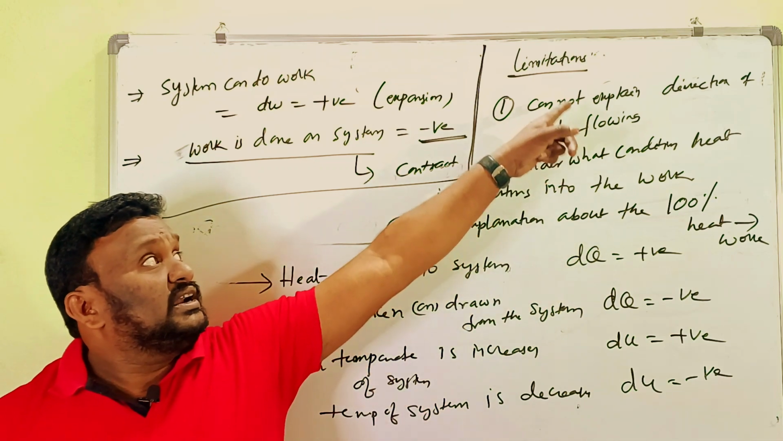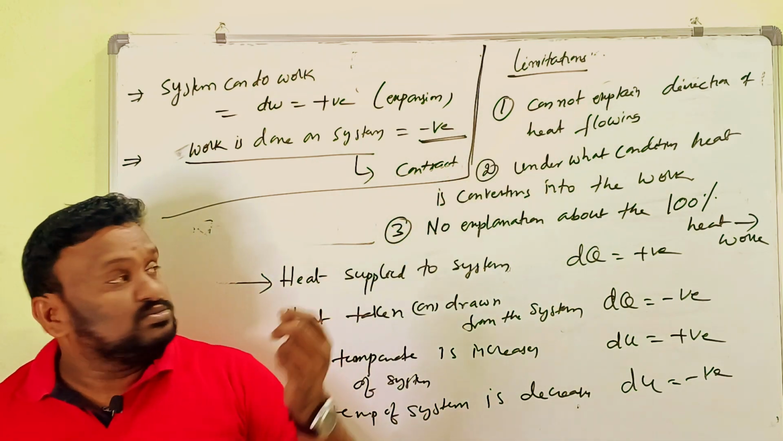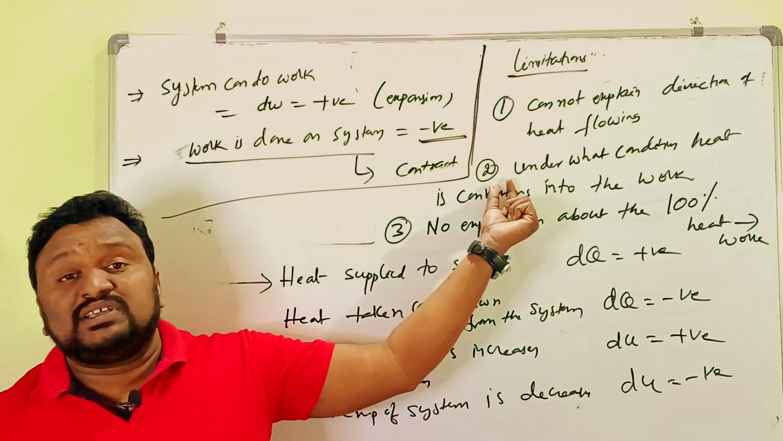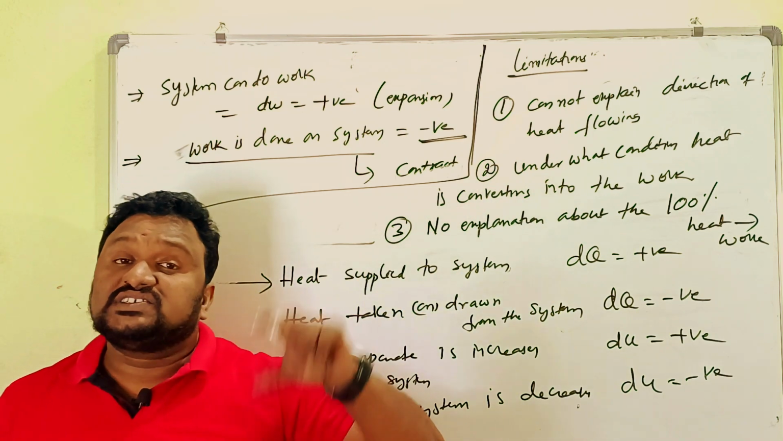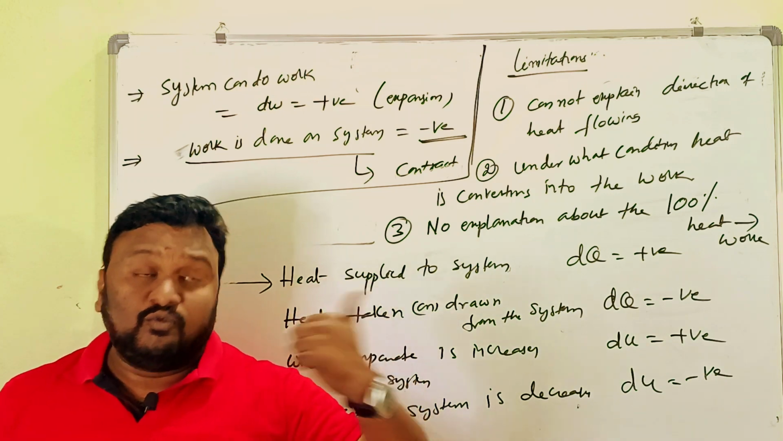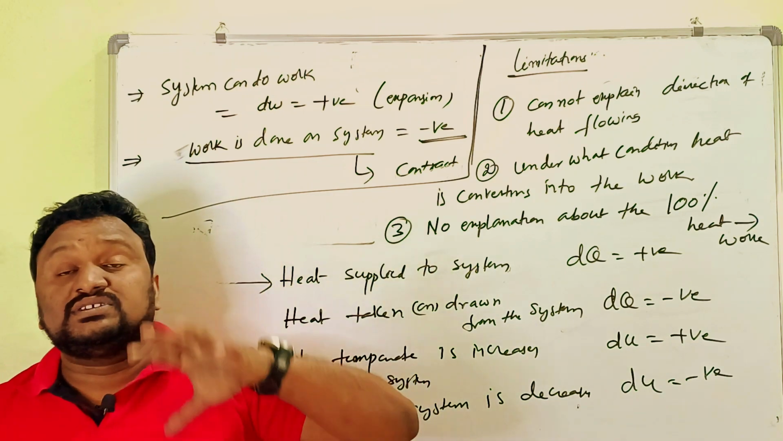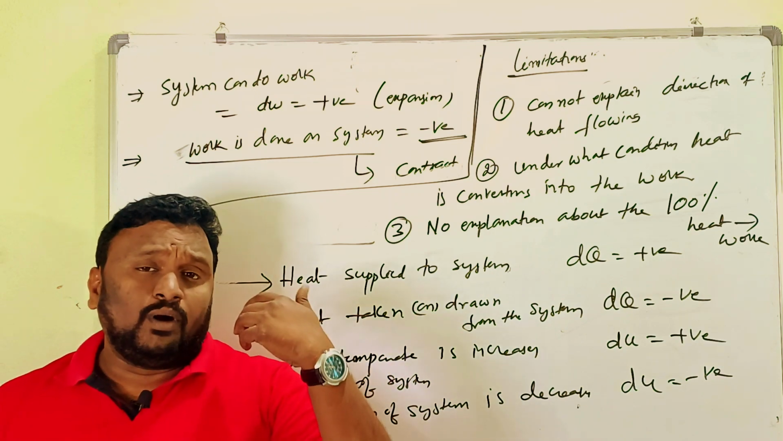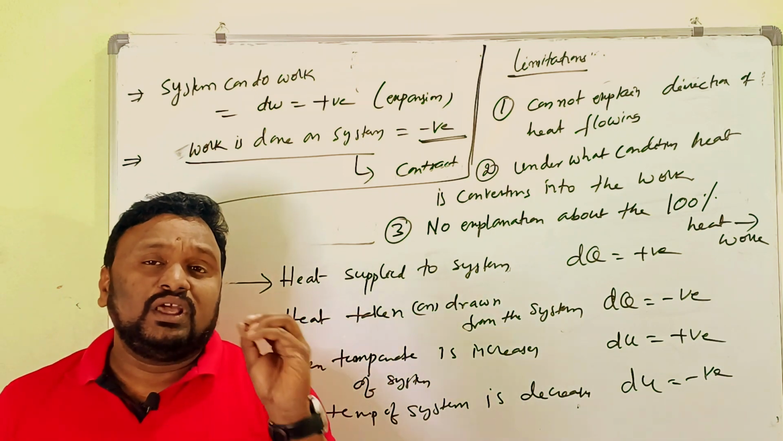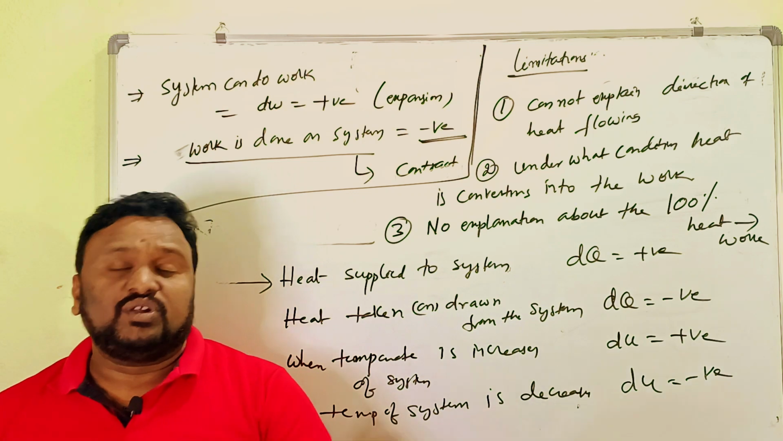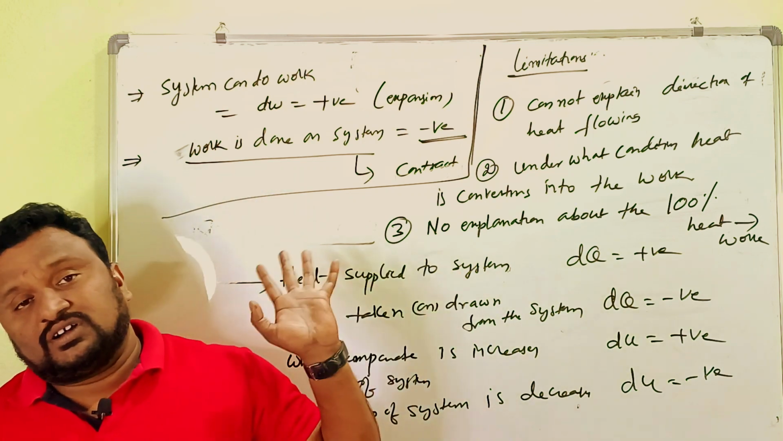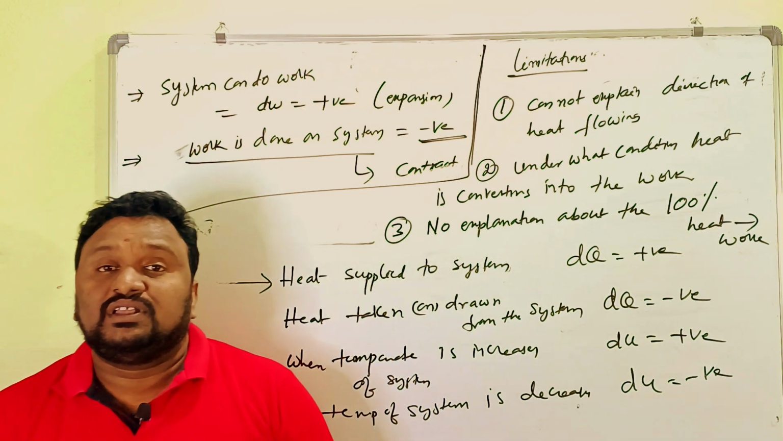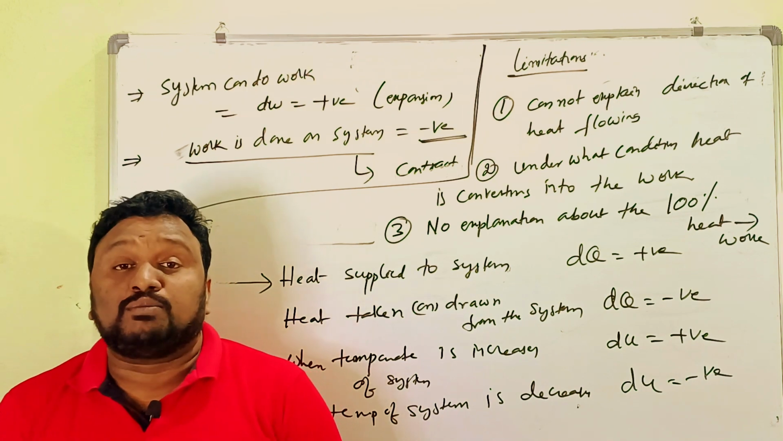First, it does not explain in which direction the heat is moving, and it does not explain under what conditions it is converted to work. And third, the law does not explain why the whole heat that is supplied is not converted into work. So children, this is the information about the first law of thermodynamics.